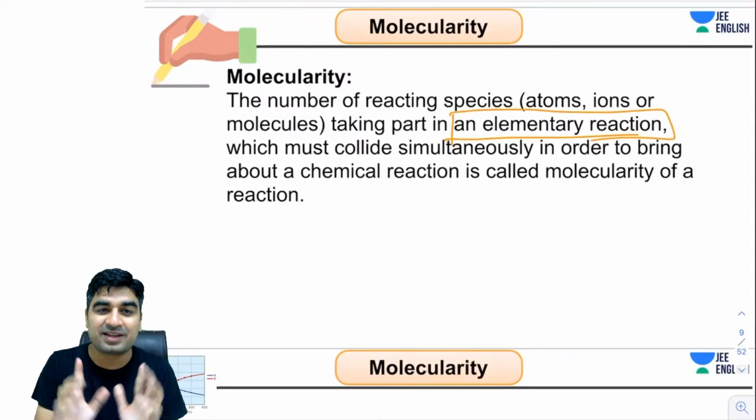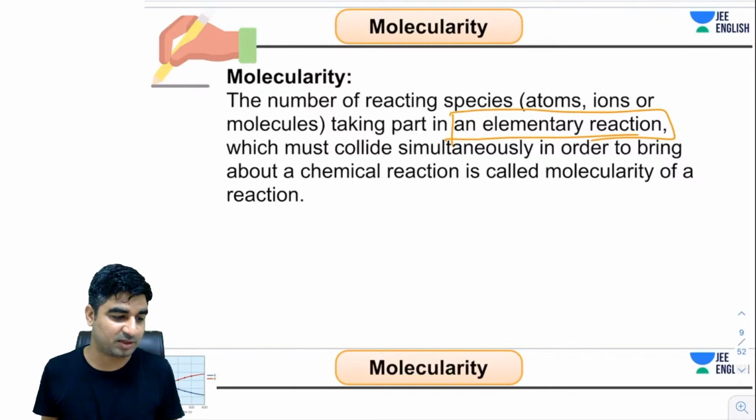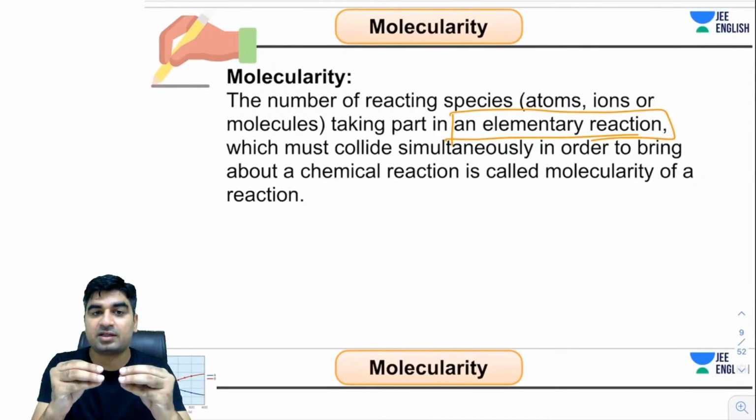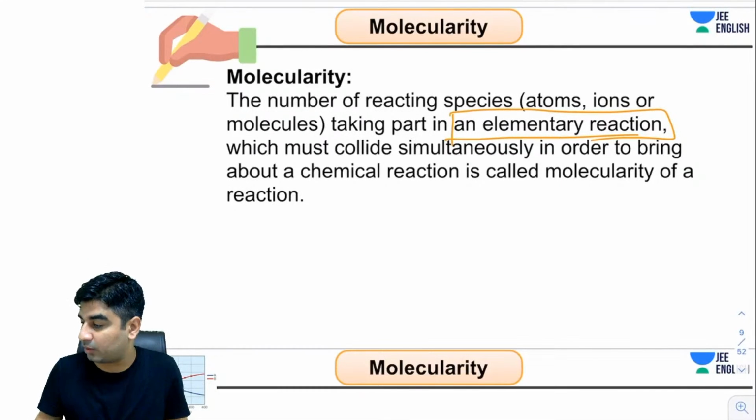It means one thing is clear. Molecularity is defined only for an elementary reaction. Molecularity is defined only for an elementary reaction. I hope you got this point. Hi Priya. So the number of reacting species, which can be atoms, molecules, or ions, that are taking part in an elementary reaction, which must collide simultaneously in order to bring about a chemical change, is called molecularity.